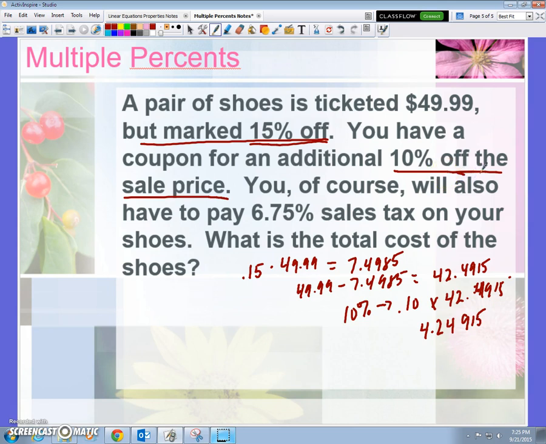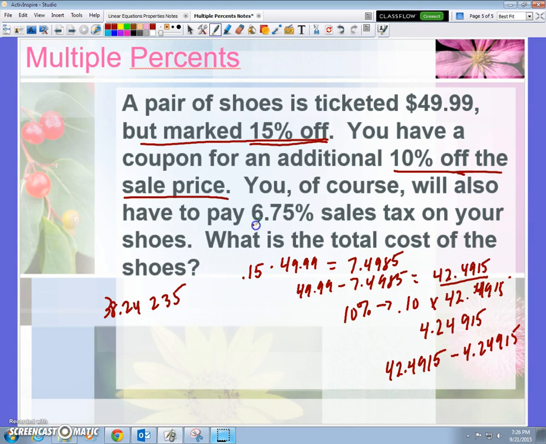So now I have my 42.4915 right here. And I'm taking off the 4.24915. Oh man, there's a lot of buttons to push. 42.4915 minus 4.24915. So now I'm looking at a total of $38.24235. Okay. So now we got those two discounts, but of course you have to pay the sales tax.